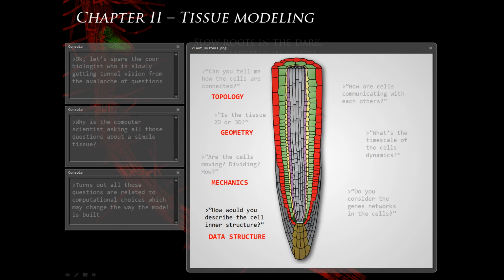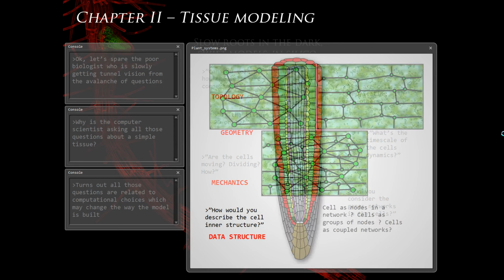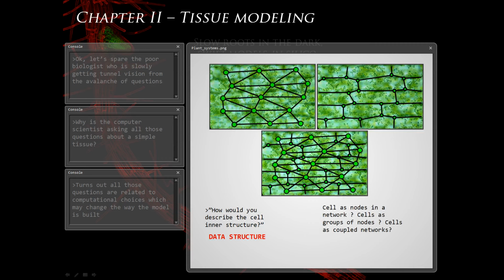How would you describe the cell inner structure? It's a question that directly relates to the way you describe your tissue, your cell network. Do you consider that cells are single nodes? Or do you consider that cells are groups of nodes? Or do you actually consider a coupled network with interplay between different networks at different scales? It's all a matter of data structure choice here.